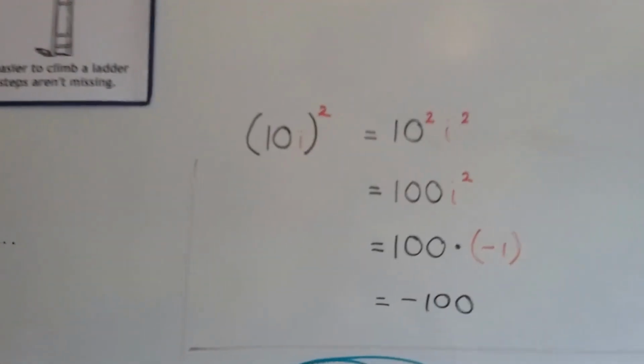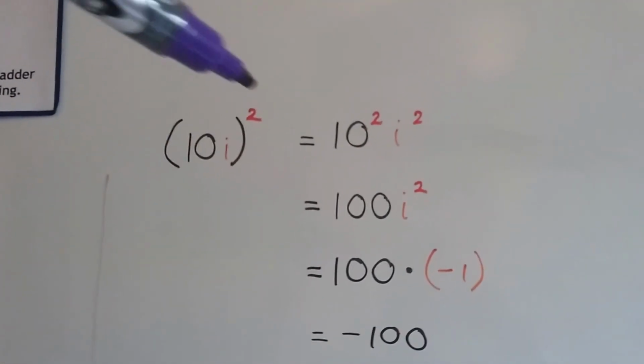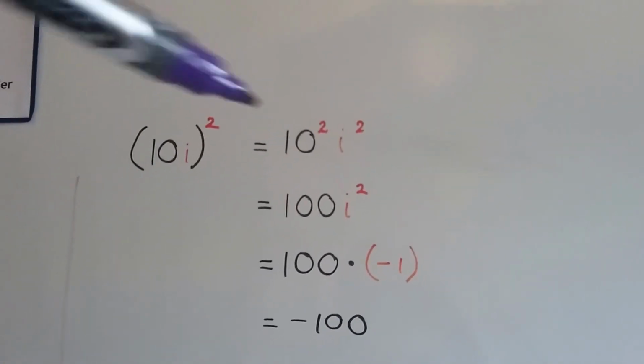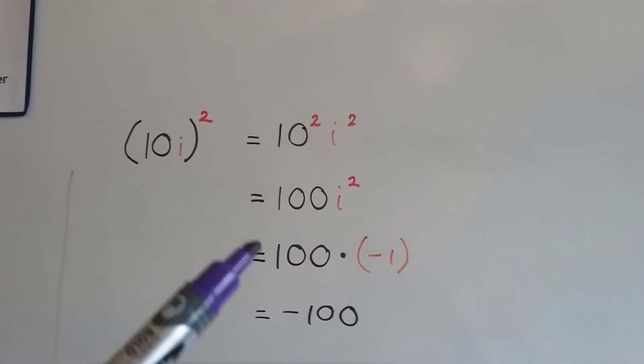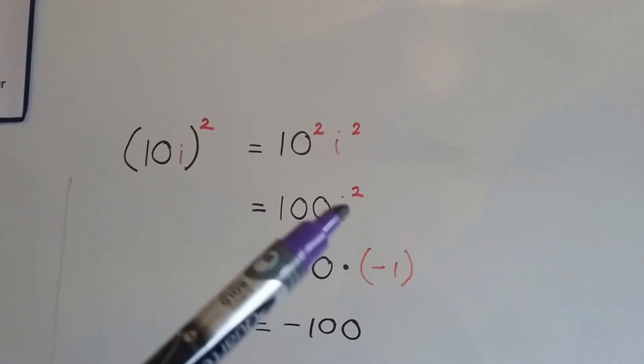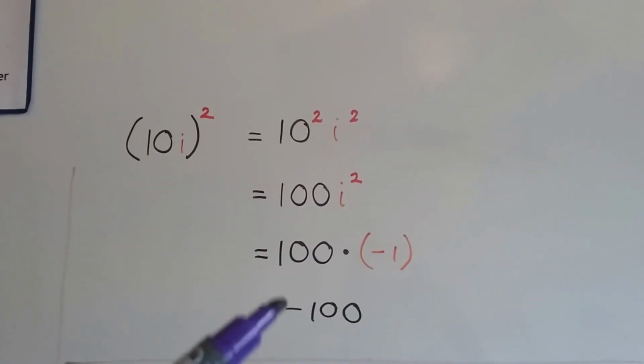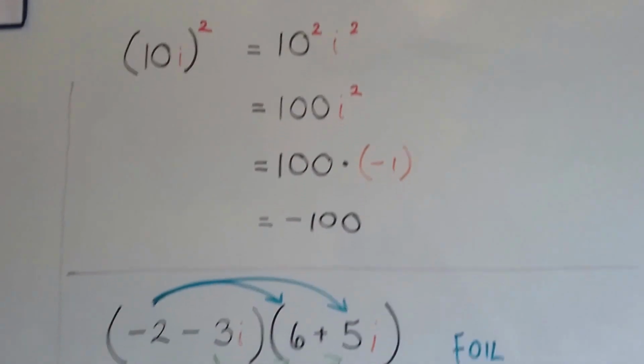We've got 10i squared. We distribute this square to the 10 and to the i. That gives us 100i squared. That's a -1, that i squared, isn't it? So that means we have -100.